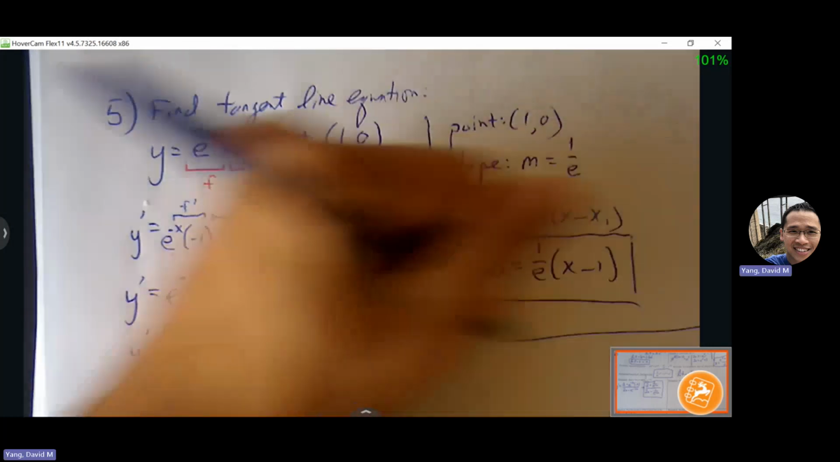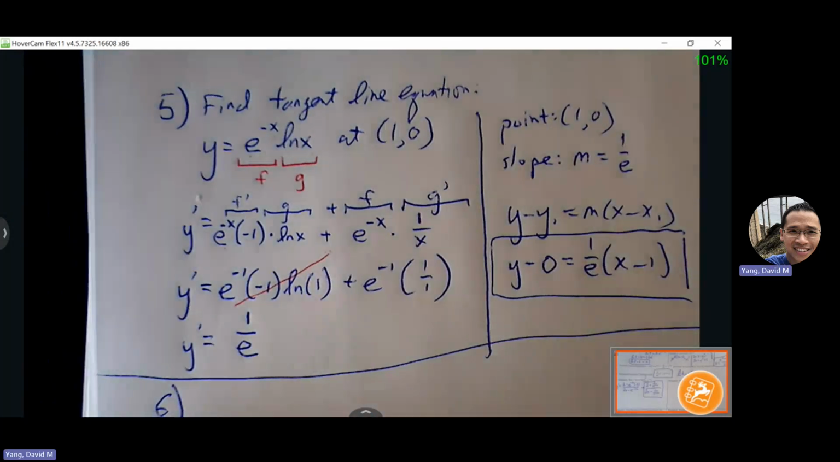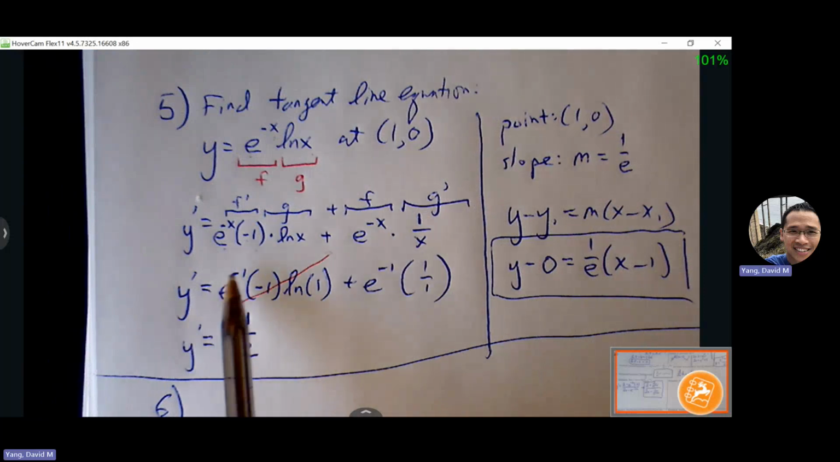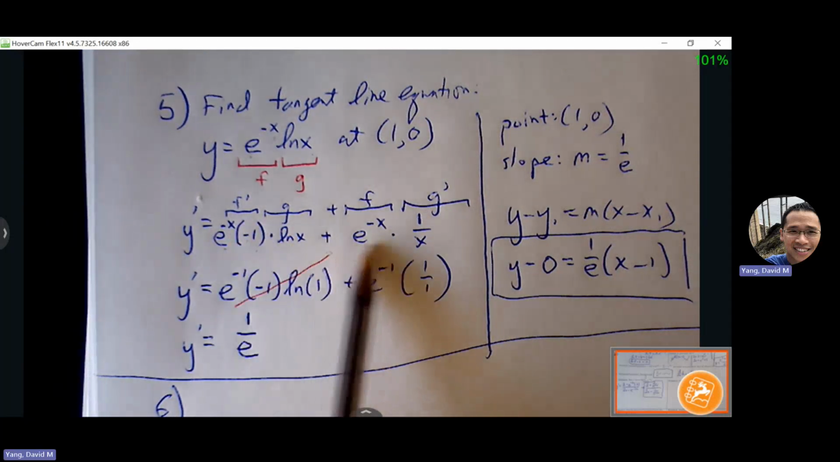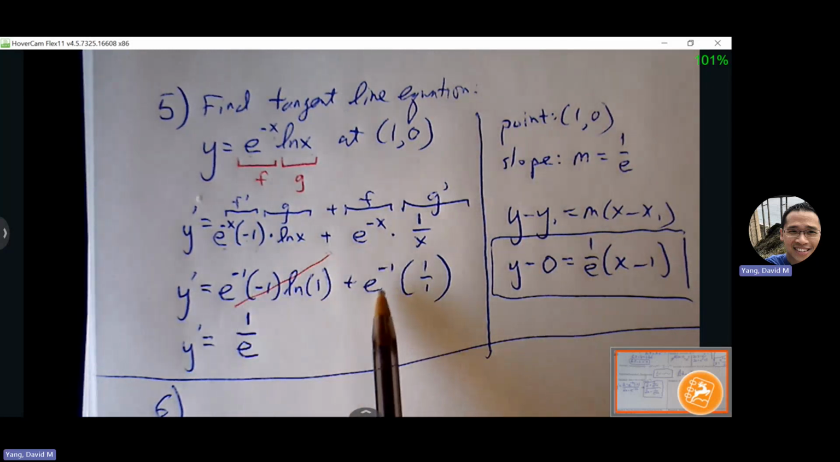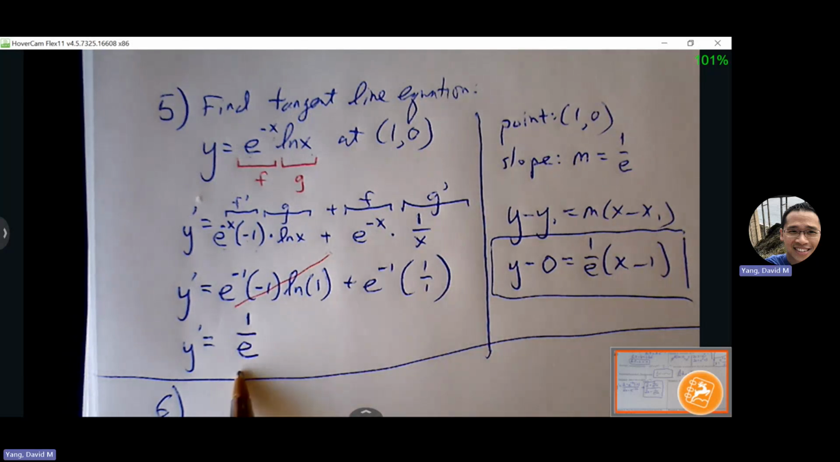All right, question with 5. How to get 1 over e? So we went through product rule, and then I plugged in 1 for all the x's. And then I just try to clean this up here. Natural log of 1 is 0, so that's going to wipe this whole thing out, right? And then e to the negative 1 is the same thing as 1 over e if I put that e in the denominator. And then anything times 1 is just 1, so I'm just left with 1 over e.